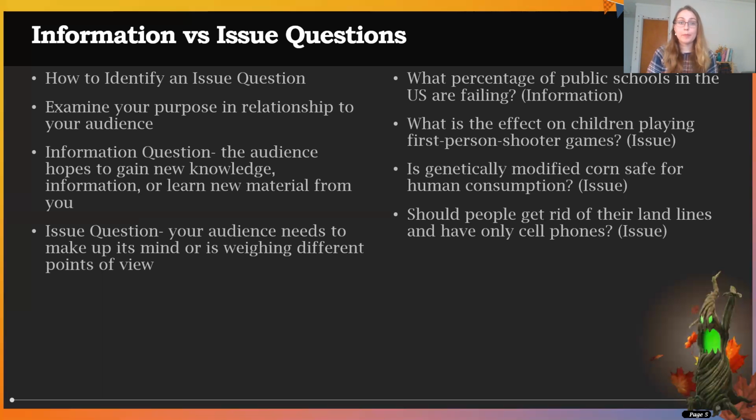You will examine your purpose in relationship to your audience. For example, with information questions, the audience hopes to gain new knowledge, information, or learn new material from someone else. This is the student-teacher relationship. The student hopes to learn new knowledge about a subject from the teacher. However, with an issue question, your audience needs to make up its mind or is weighing different points of view. So this might be a jury to judge relationship where the jury is weighing its mind on a certain topic and they're discussing things constantly.